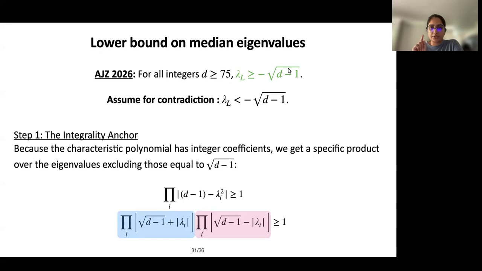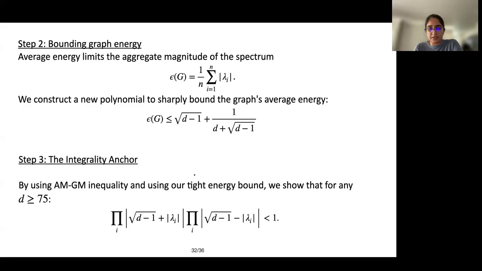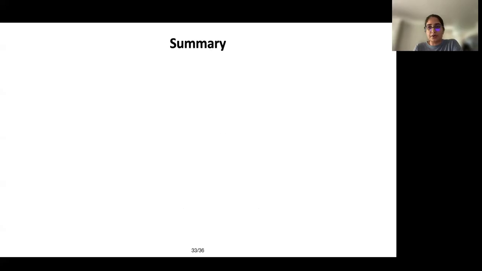One more thing that I would like to point out is that there's nothing really special about this d equal to 75. It's just the argument that we do here spits out that number. In general, we believe that this lower bound should be true for all d, which is also what we see in some of the sub results for other lower bounds that we have seen before.